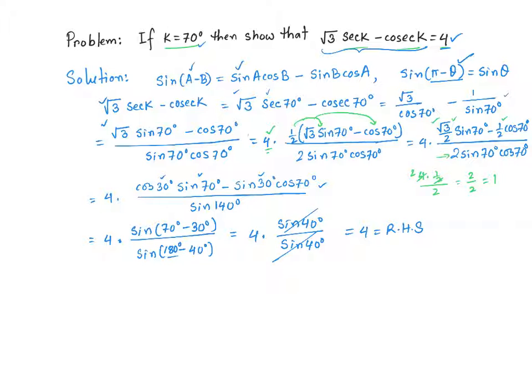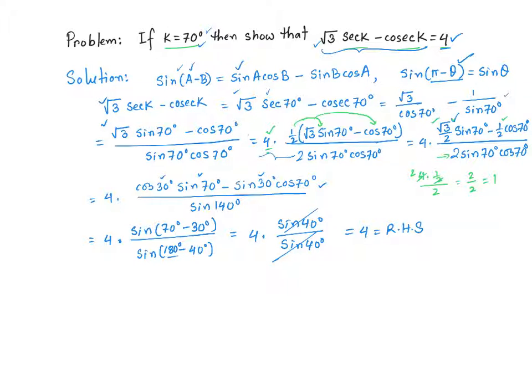So let me quickly summarize what I have done. I have taken the left hand side of the equation that we need to show, and then applied the sine A minus B formula, the sine pi minus theta formula, and also the sine 2 theta formula or double angle formula. I replaced the value of k by 70 since k is 70 degrees, and then I simplified it, and then I manipulated the constants right here, which is multiplied by 4 and divided by 4.